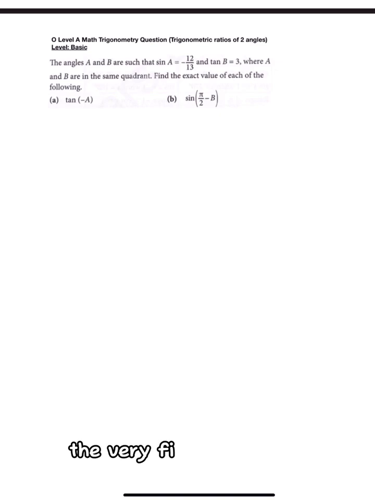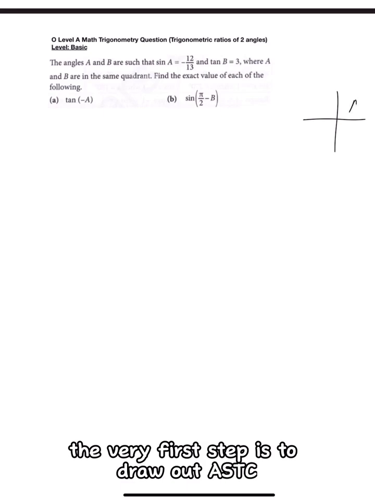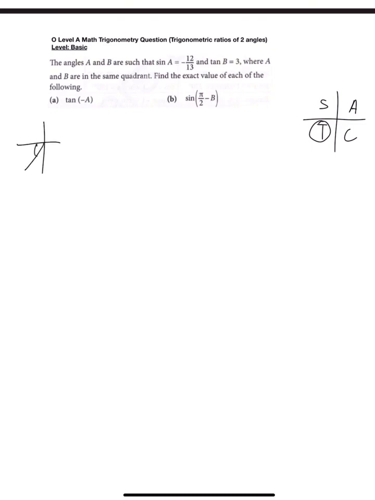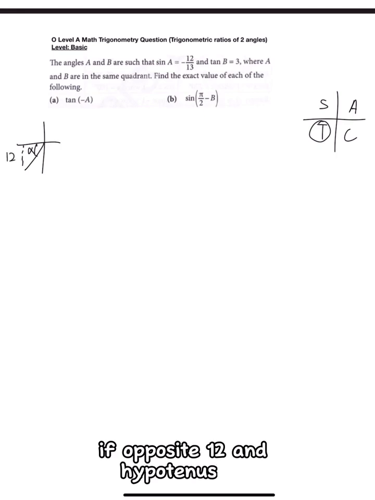So the very first step is to draw out ASTC. This is to find out which quadrant angle A and B lie in. Since sine A is negative and tangent B is positive, and they are in the same quadrant, they can only lie in quadrant 3. So for part A, let's draw out our angle alpha with opposite 12 and hypotenuse 13.